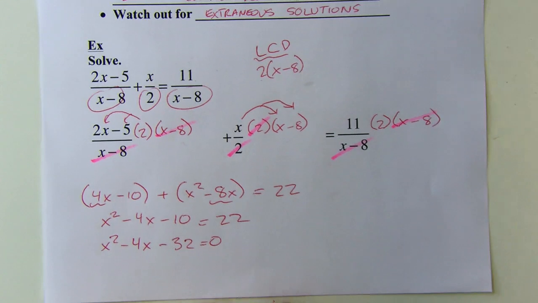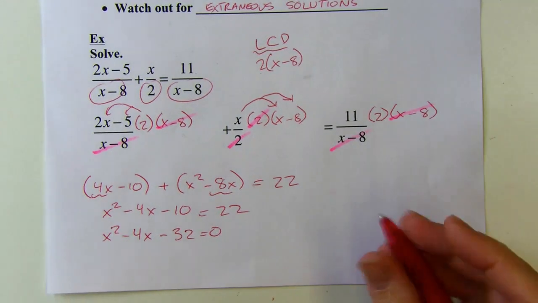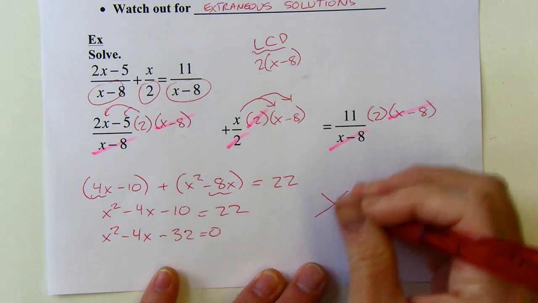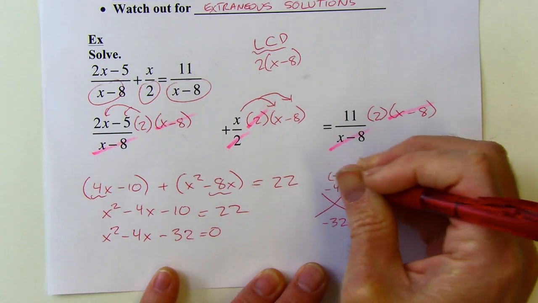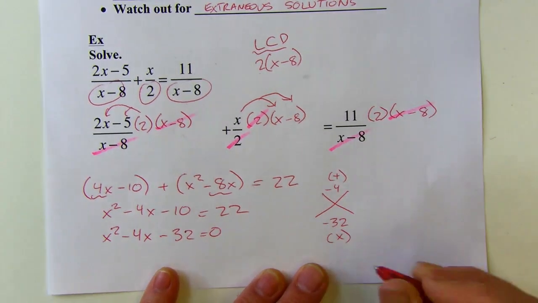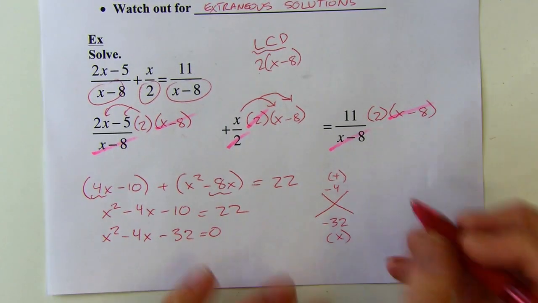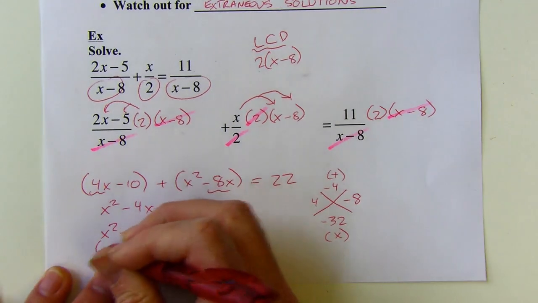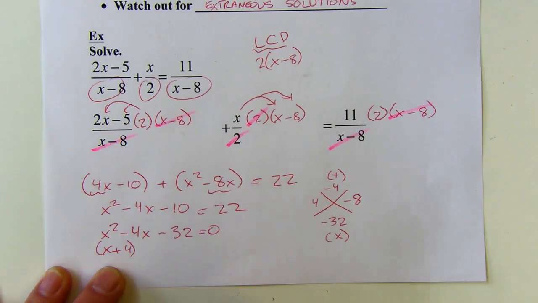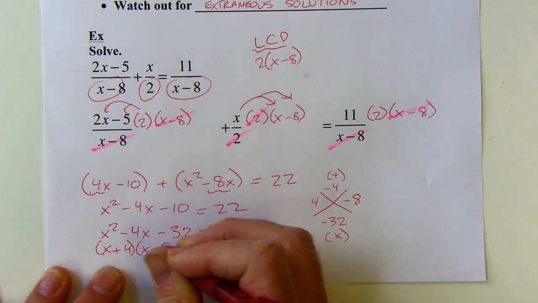And even if I couldn't factor it, I could still use quadratic formula or complete the square. So let's see. I believe this one is factorable. I'm looking for two numbers that add to -4, multiply to -32. 4 and 8 will work if the 8 is negative. So this factors into x plus 4 and x minus 8.